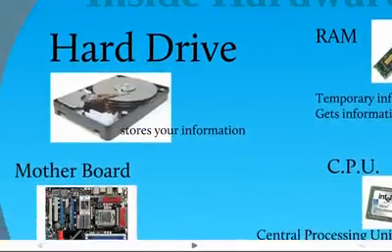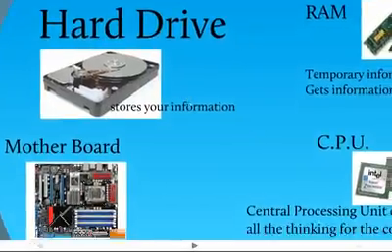Next we have the RAM we just discussed, and we also have a hard drive. A hard drive is a storage device, and you can see it has platters, little disks, and it writes down all the things that you save. So when you shut it off, you can still have it. It stores your information.